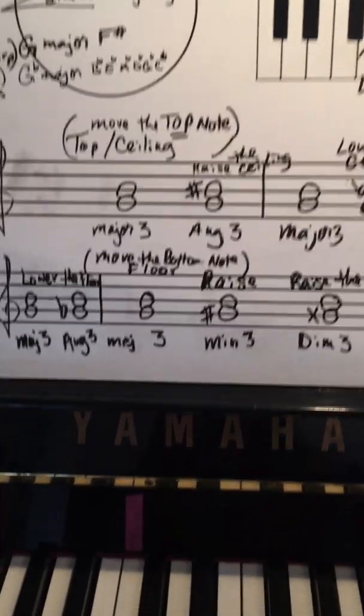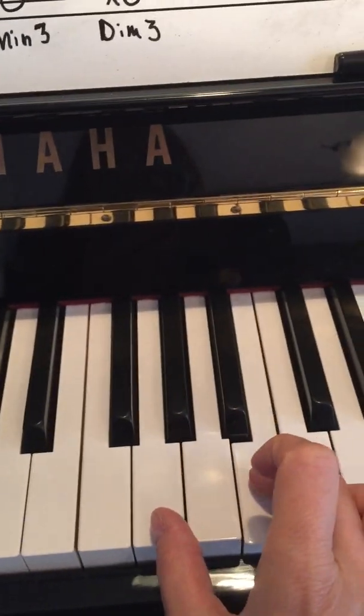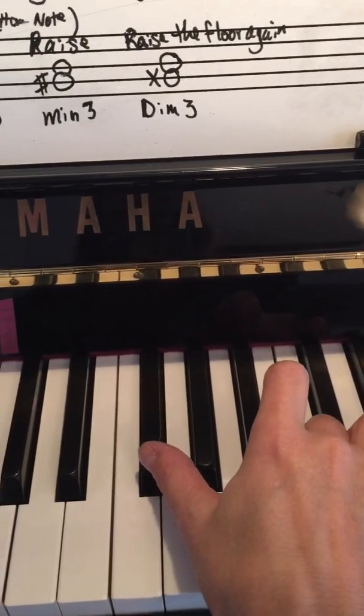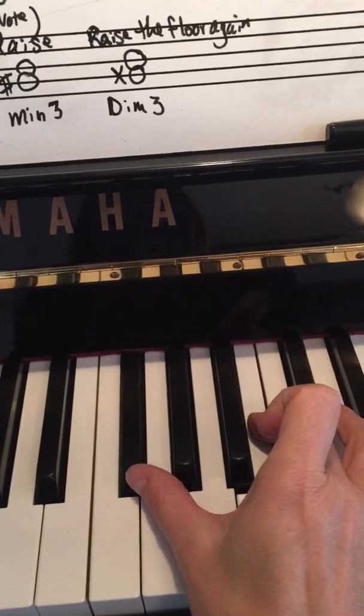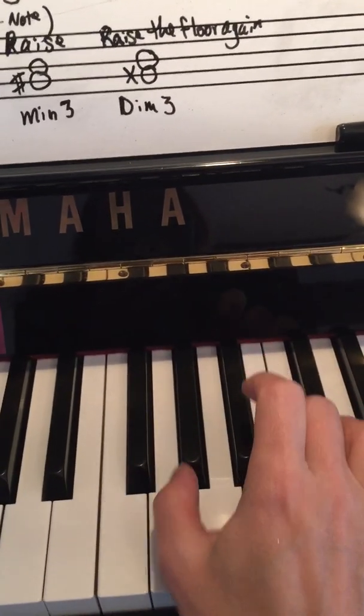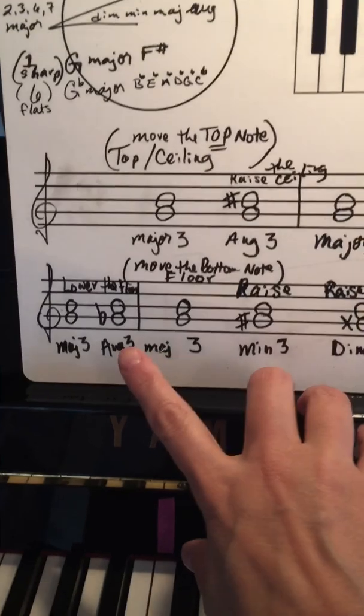I can show you on the piano. Here is the G and the B, and I'm going to make the G a G flat. Then I've made that interval bigger. I widened it, made it bigger. So that's the augmented third.